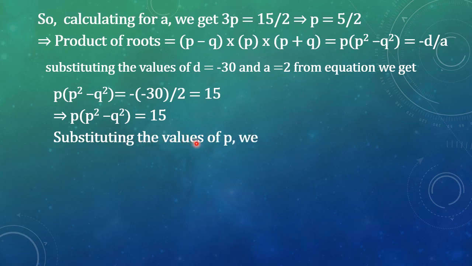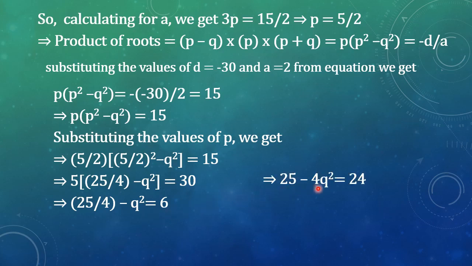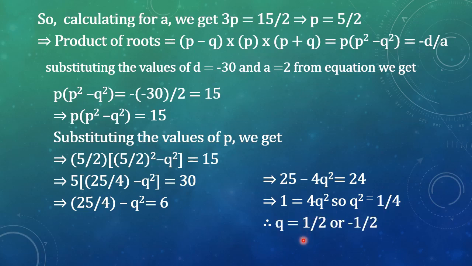Substituting the values of p, we get 5 by 2 into 5 by 2 whole square minus q square is equal to 15. That implies 5 into 25 by 4 minus q square is equal to 30. That implies 25 by 4 minus q square is equal to 6. 25 minus 4q square is equal to 24. That implies 1 is equal to 4q square. So q square is equal to 1 by 4. Therefore, q is equal to 1 by 2 or minus 1 by 2.